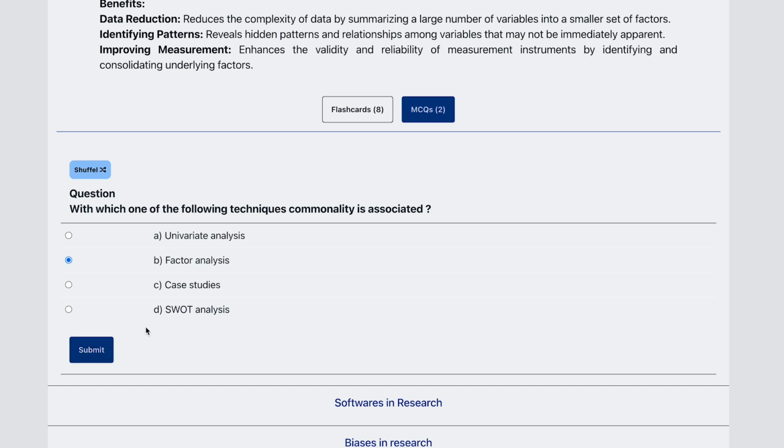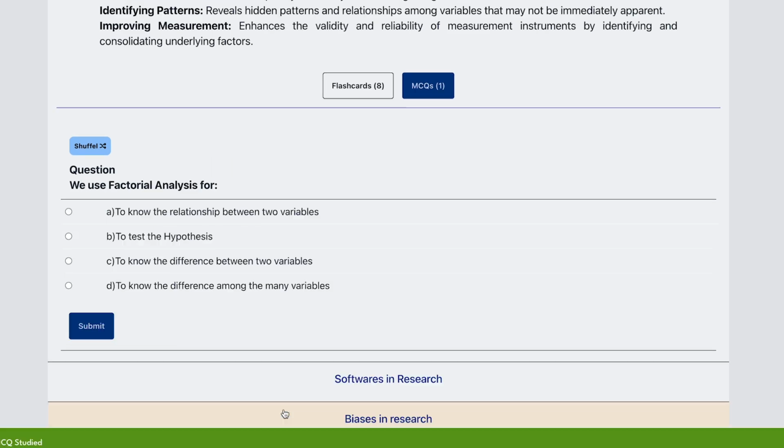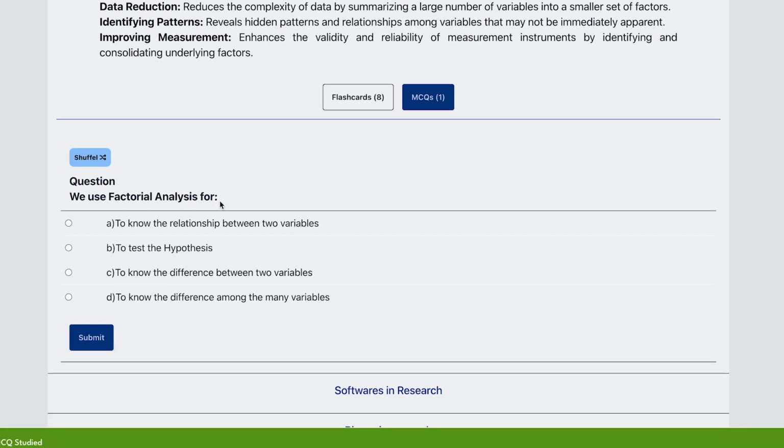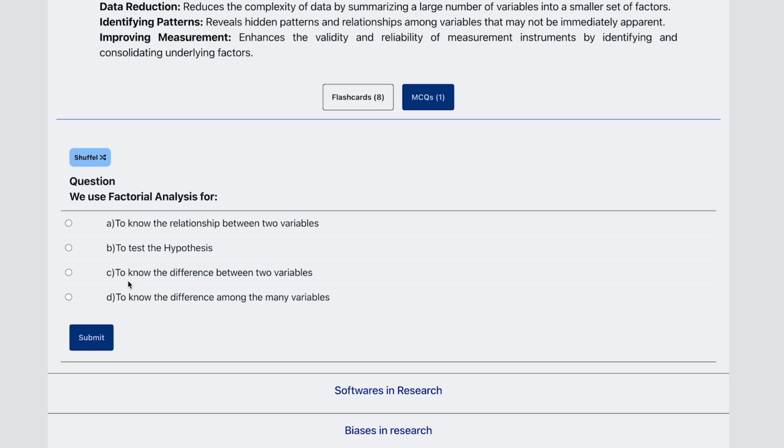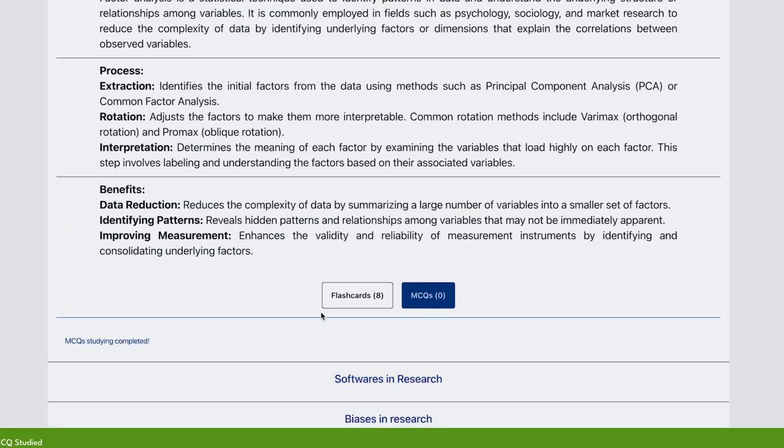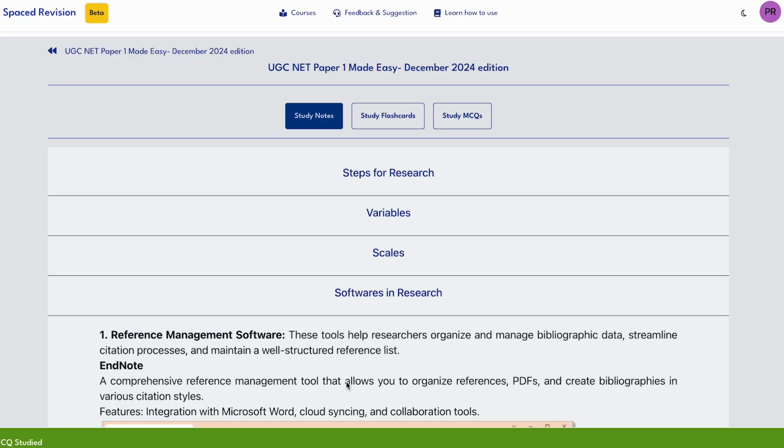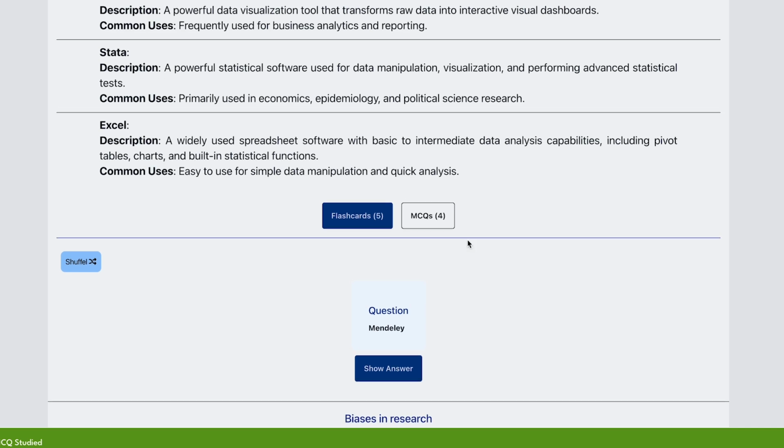For these you just need to know the key terms and the definition, so you'll be able to answer these. Not something which is tricky or I can teach you. So it's factor analysis. Perfect. We use factor analysis to know the relationship between two variables, to test the hypothesis, to know the difference between two variables, to know the difference among. Factor analysis or ANOVA is mostly used to know the difference among many variables. So D. Perfect.